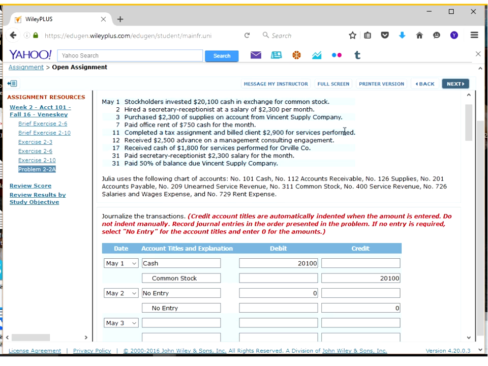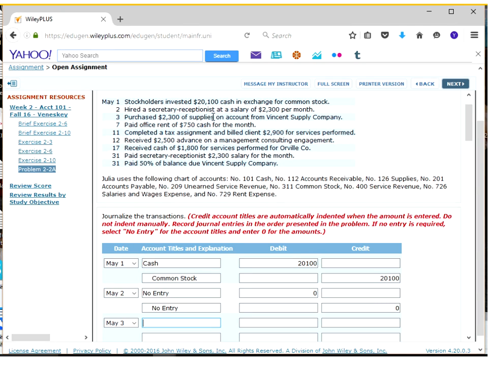Purchased $2,300 of supplies on account. Okay, so what did the company get? That's my debit question. Well, we got supplies. Now I need to think, is that a supply expense or an asset, or do I need to count it as an asset as regular supplies?